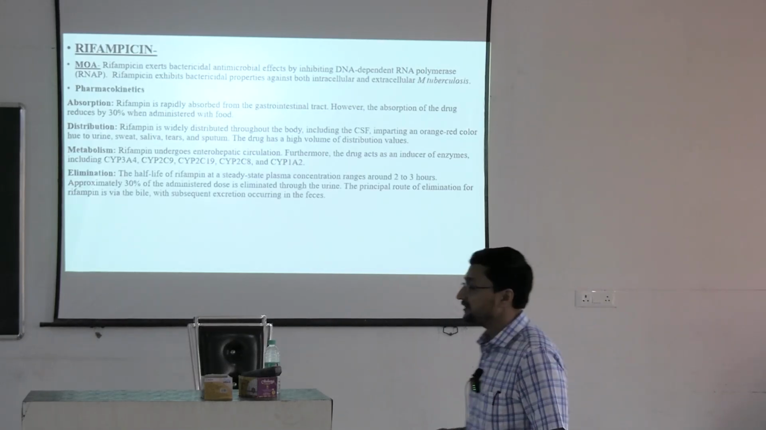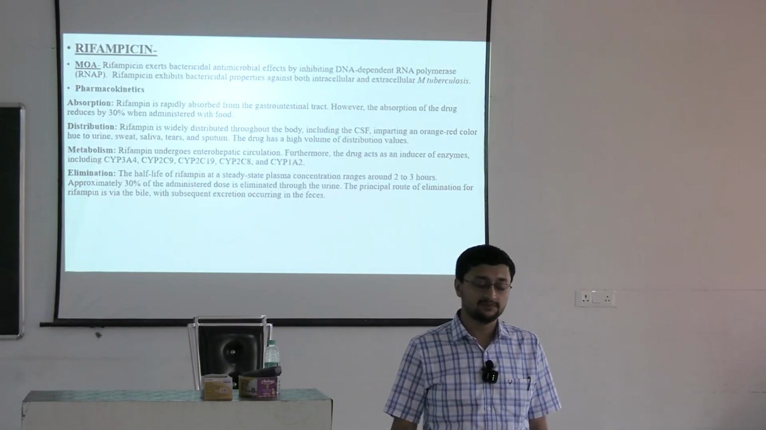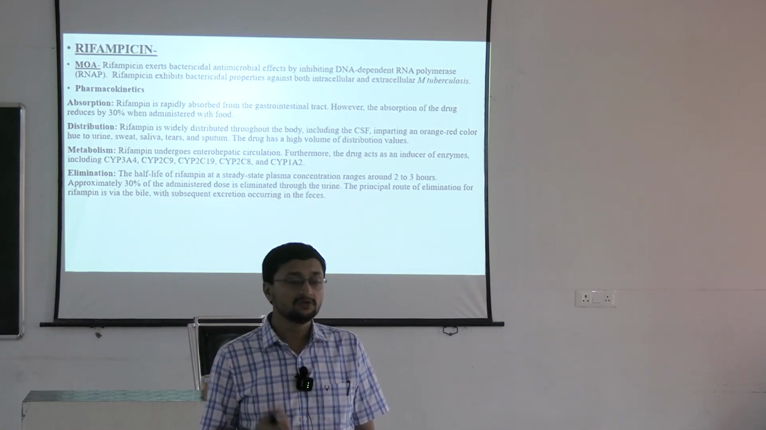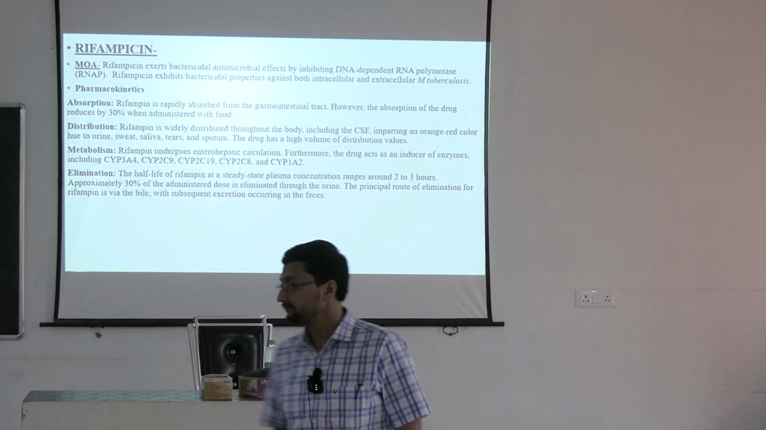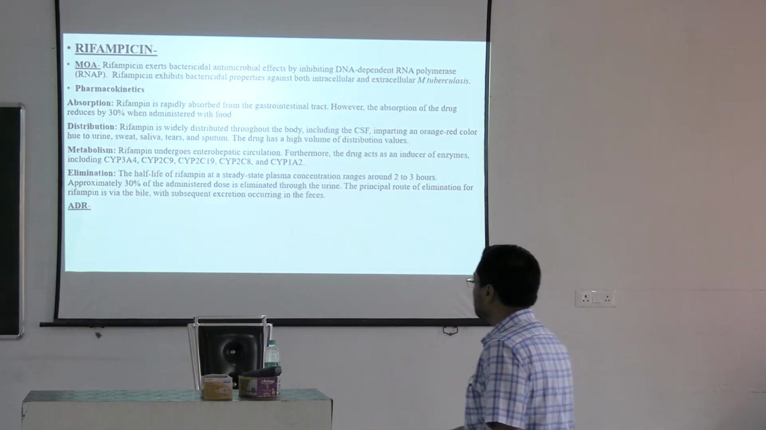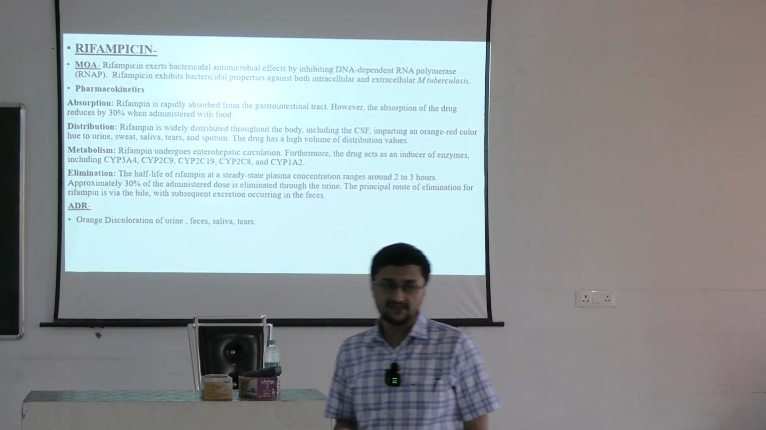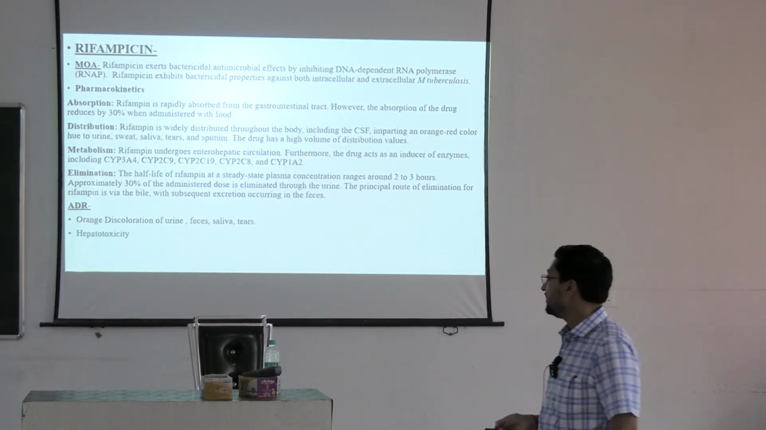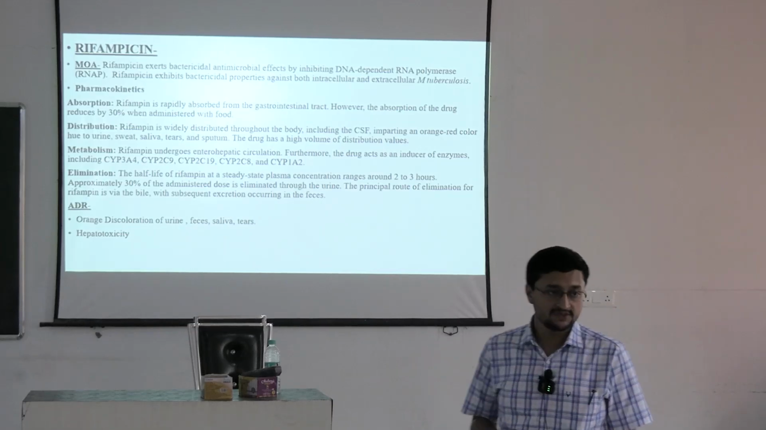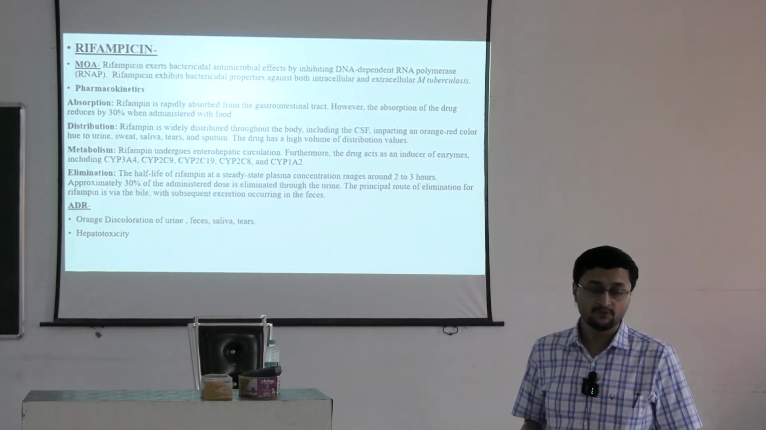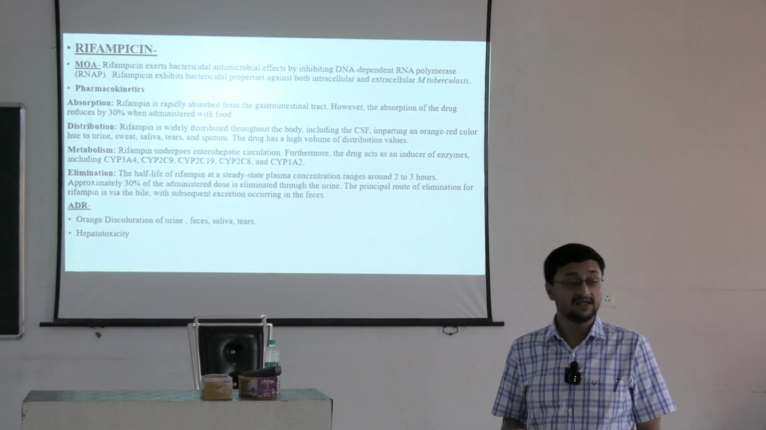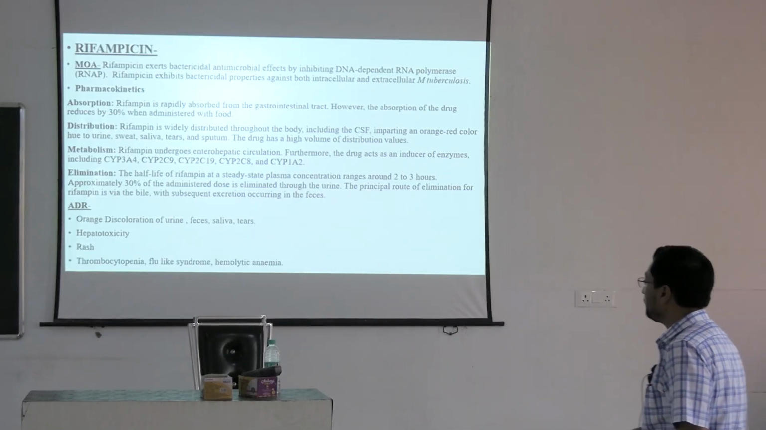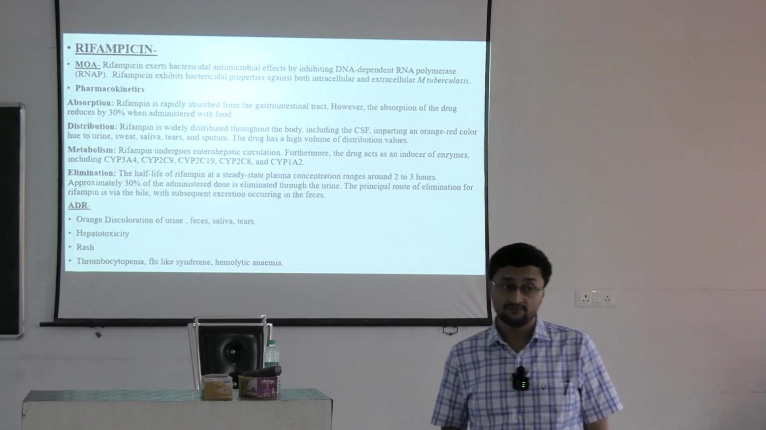So elimination, specifically this rifampicin is eliminated by the bile route, enterohepatic circulation, bile route, feces and urine. So the ADR is, this is not an adverse drug reaction, but this is a statement. Orange discoloration. Another one is yes, this is also hepatotoxic, but less hepatotoxic than INH. The most hepatotoxic one is pyrazinamide, followed by INH and then rifampicin. Skin rash is very common. Thrombocytopenia, flu-like syndrome. This is important.